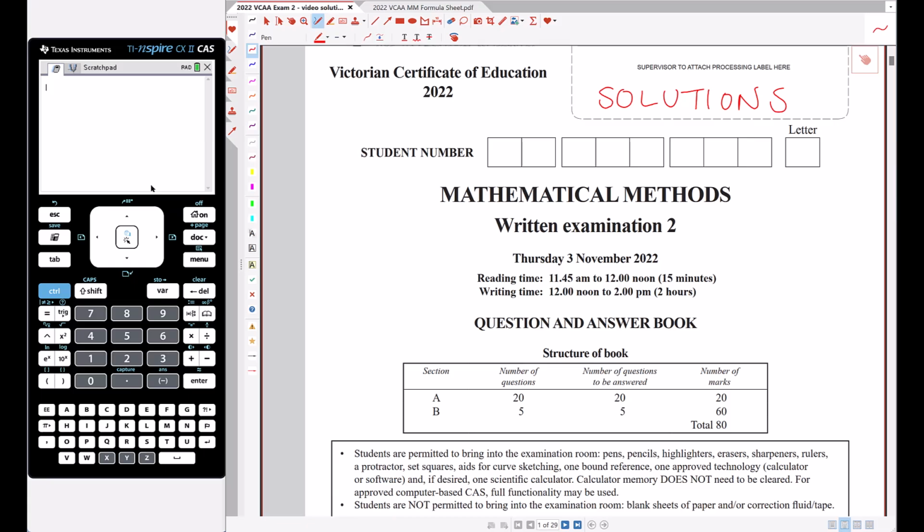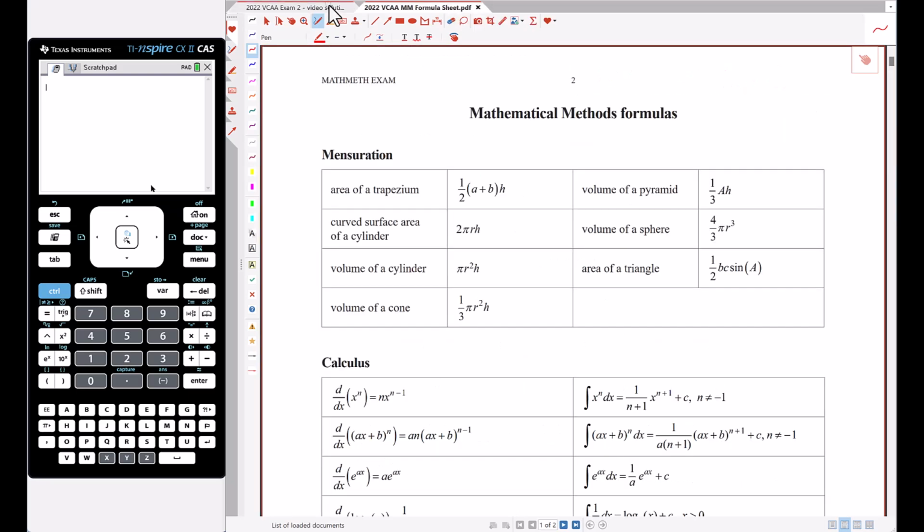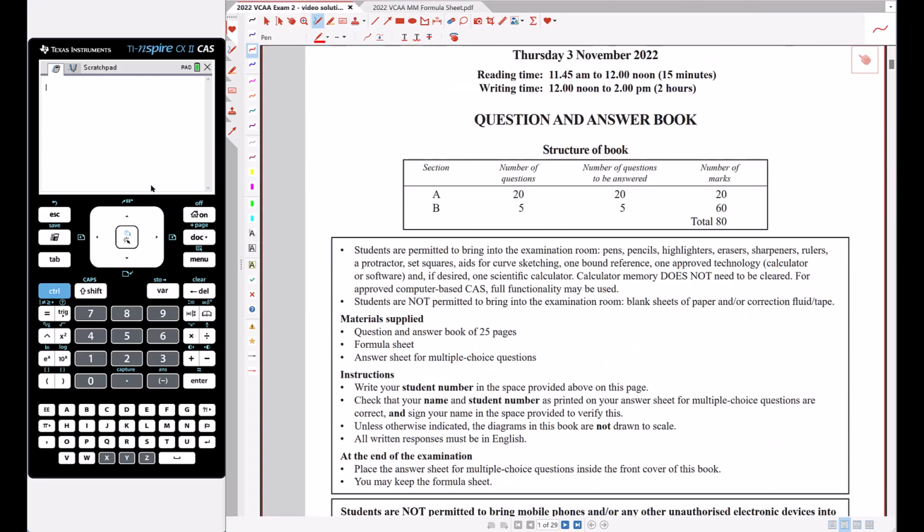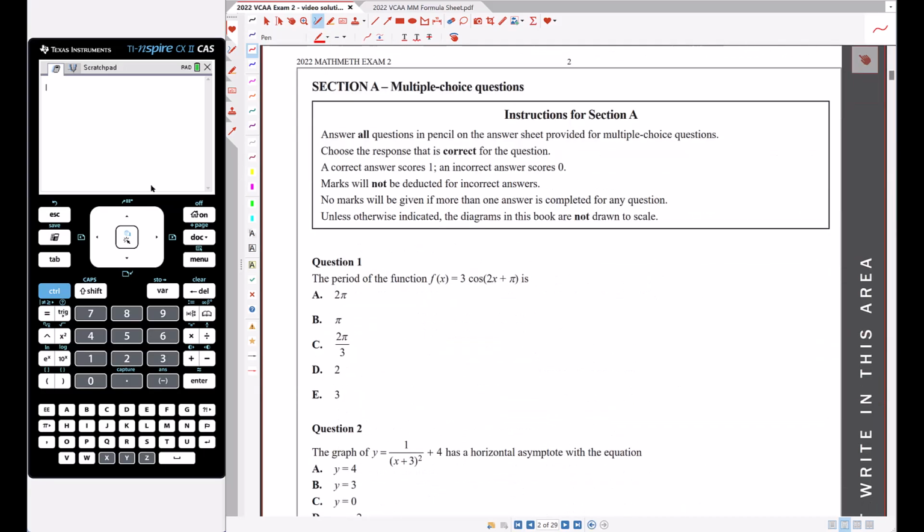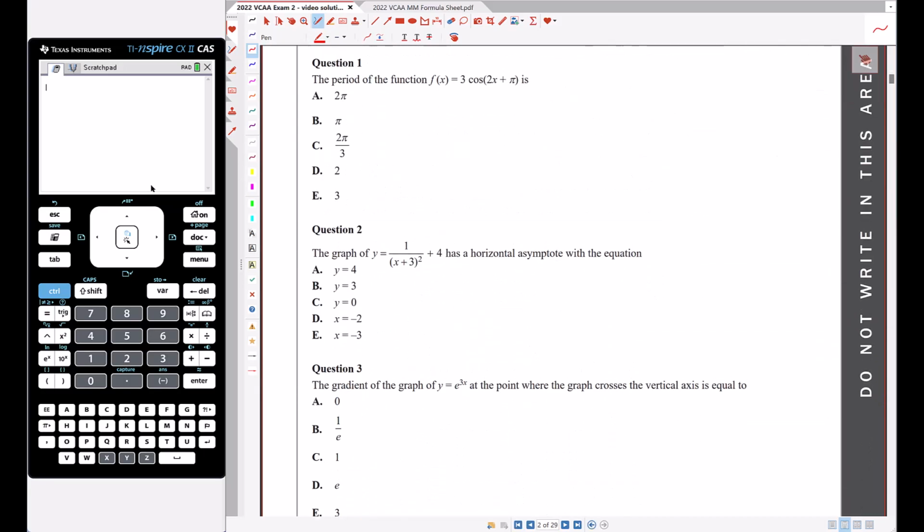I've got my CAS sitting here ready to go, which we can use freely throughout the exam. I've also got the formula sheet available to me over here, although of course you've also got your bound reference to access any formulas you might need. Okay, let's get started with the multiple choice.